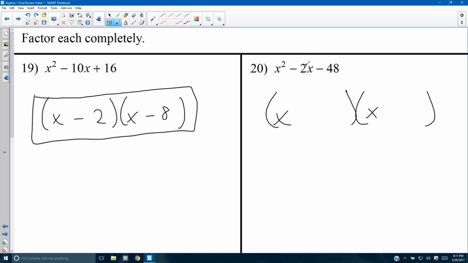1 minus 48, nope. 2 minus 24, nope. 3 minus, what was it, 16? Nope. 4 minus 12, nope. 6 minus 8, yeah, 6 minus 8 is negative 2. So positive 6, negative 8.